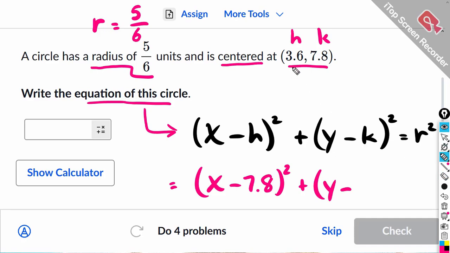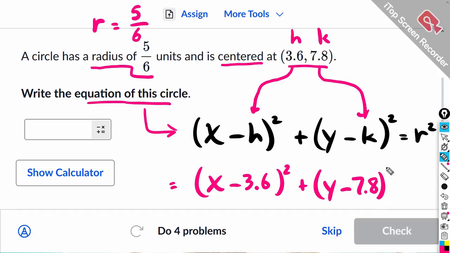h is the x coordinate. That goes right there. So that's going to be 3.6. Minus k, that's going to be minus 7.8. You just plug that in there. That gets squared. And r squared is going to be 5/6 squared.